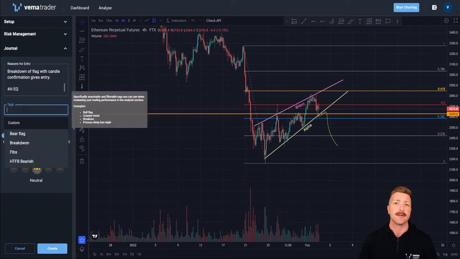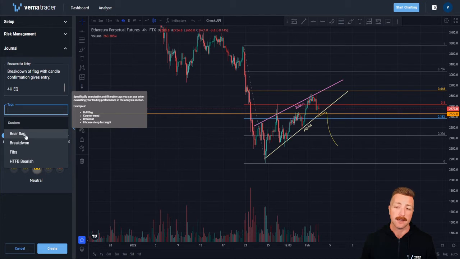Now tags is a really, really important feature in VEMA. It's probably one of our most valuable features in my opinion, and it's really, really crucial for your analysis. You're going to be able to sort some really impressive data, and the more tags that you use, or not necessarily the more tags, but the more that you use tags, the better you'll be able to sort your data and find your edge in the markets.